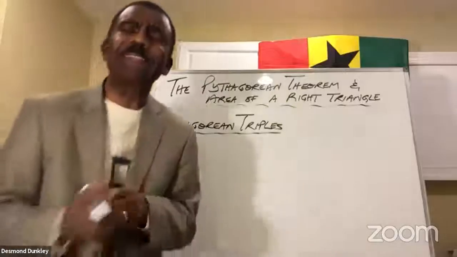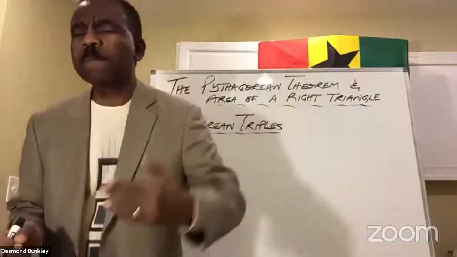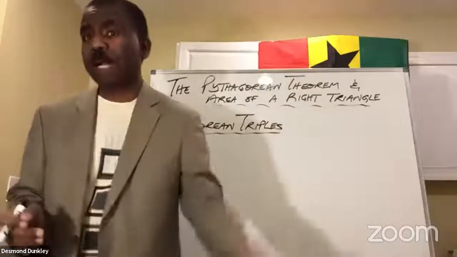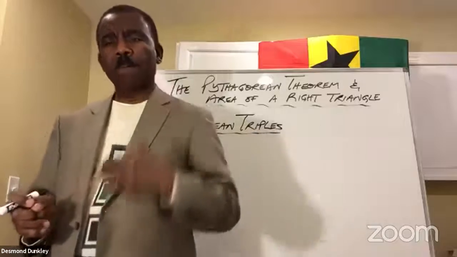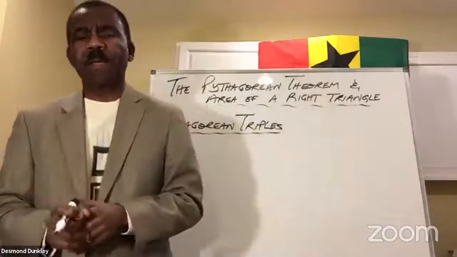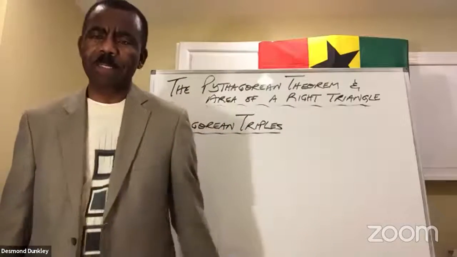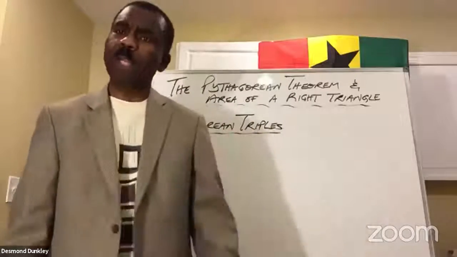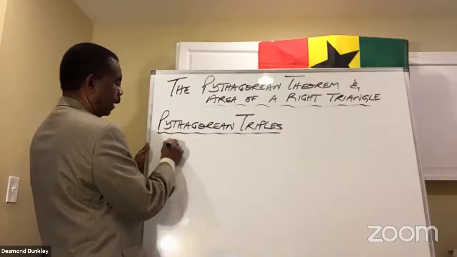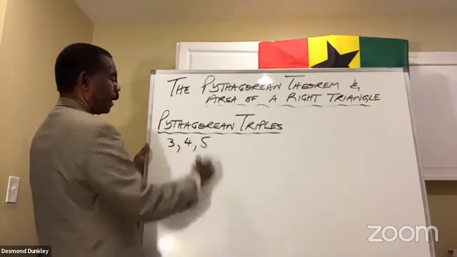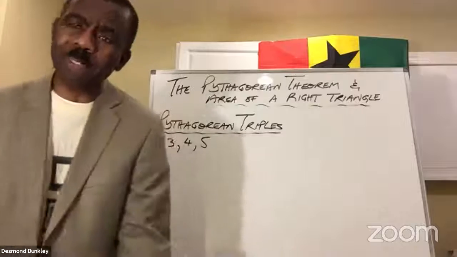Pythagorean triples. These are three numbers that if used for the sides of a right triangle, they will work. And we're talking about whole numbers, three integers. When you put them on a triangle, the triangle will be a right triangle. There aren't many, there are only a few, okay? For example, 3, 4, and 5. That's the most popular, that's the most common.